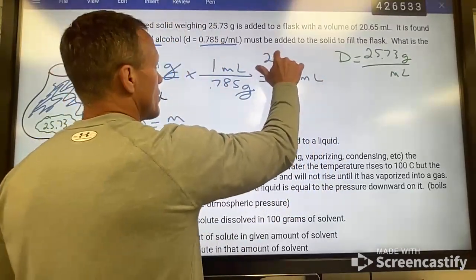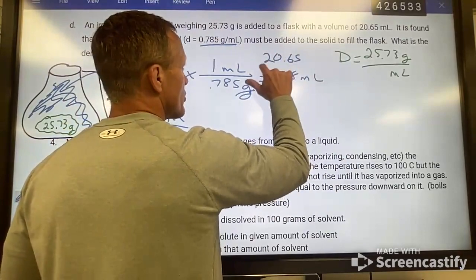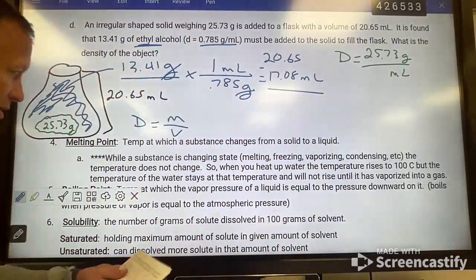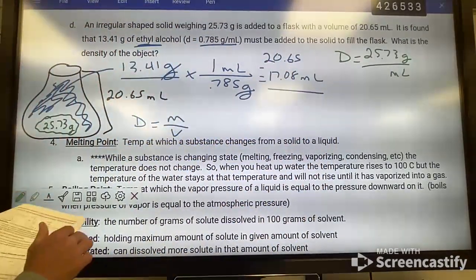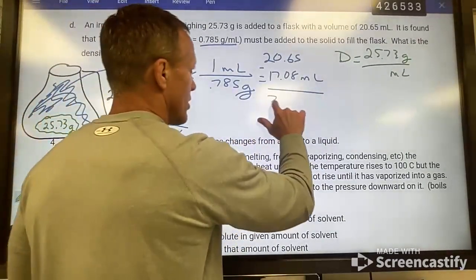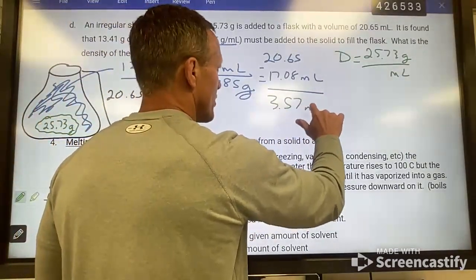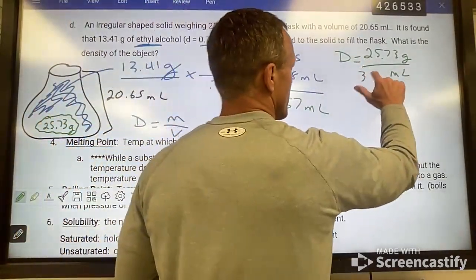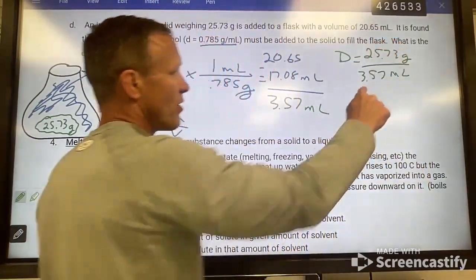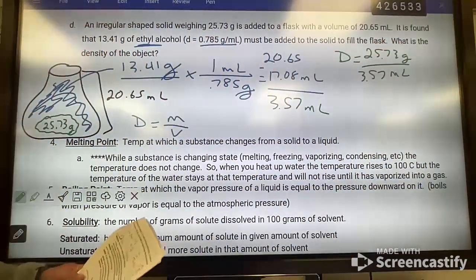Take 20.65 milliliters minus that, and that will tell us the object, which is about 3.57 milliliters. Plug that in over here. Mass by volume. There's that.